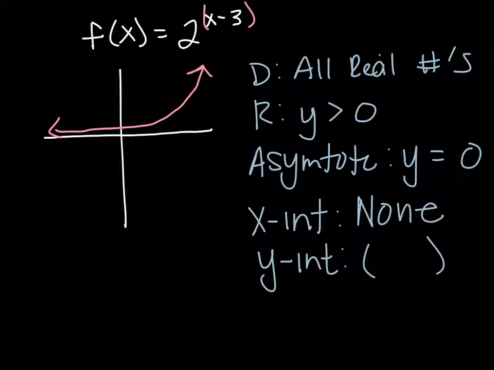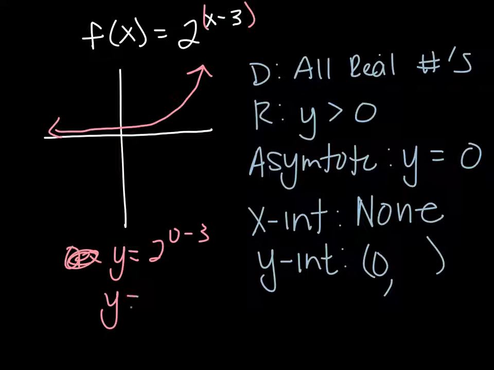Y-intercepts. For the y-intercept, I'm going to plug in a 0 for x. So this is the first time out of all of these questions that I'm actually going to have to do some math. So y equals 2 to the 0 minus 3, because I'm plugging in a 0 for x. So y equals 2 to the negative third. And when I plug this in my calculator, I get 0.125, which is the fraction 1/8. So I would accept either one of those answers.